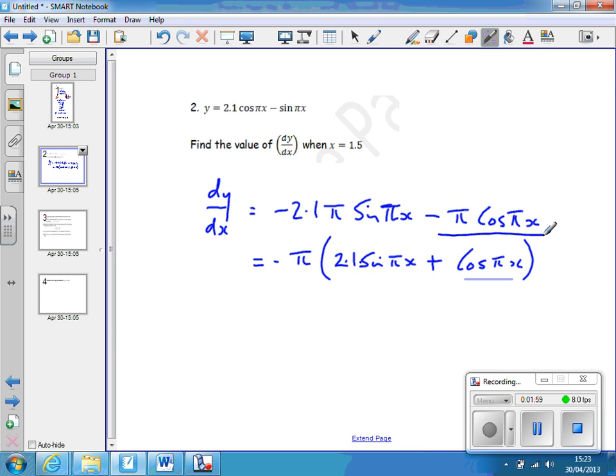We've got to find out the value of this differential when x equals 1.5. So again, we just put x is equal to 1.5 into here and work out the answer. What's the thing I've got to be aware of when I do this? As soon as I see sine, cosine functions appearing, what do I think? Is it degrees or radians? Answer?